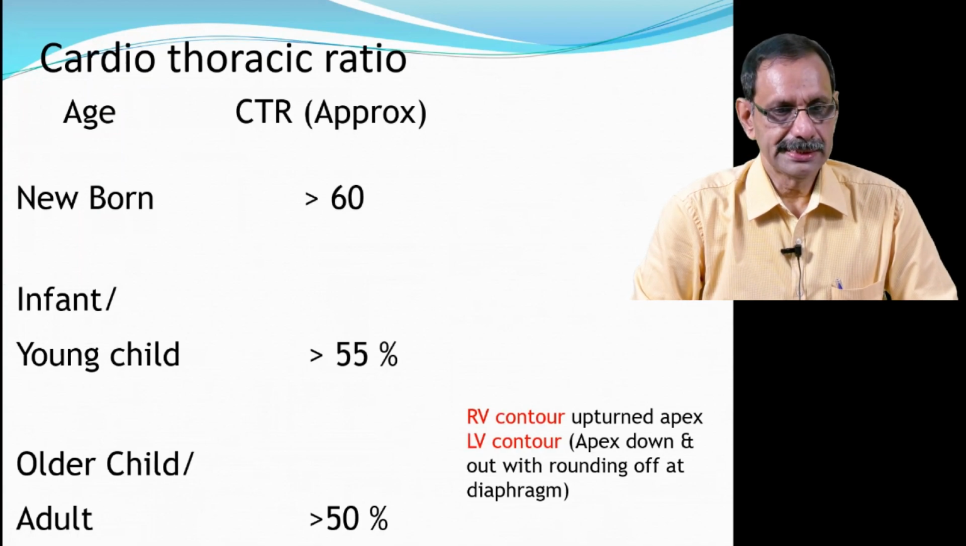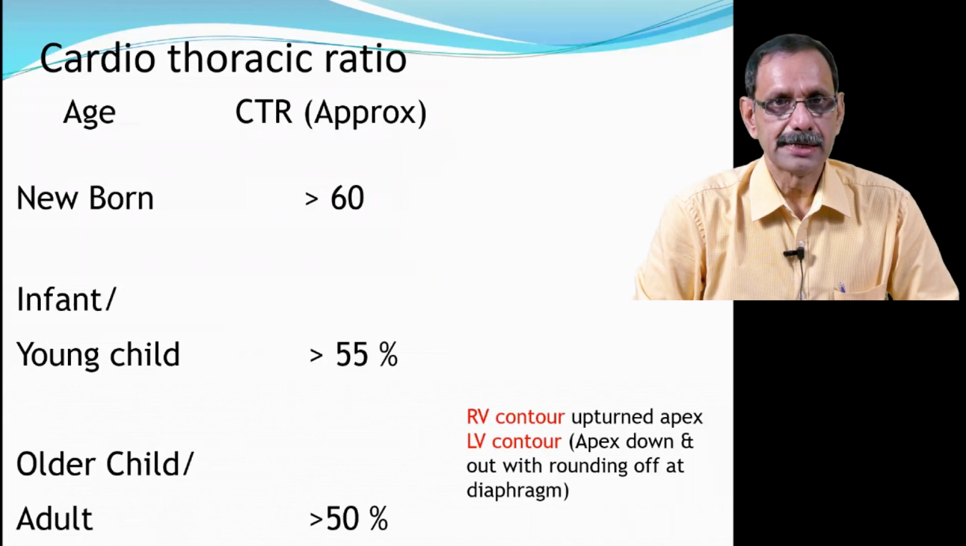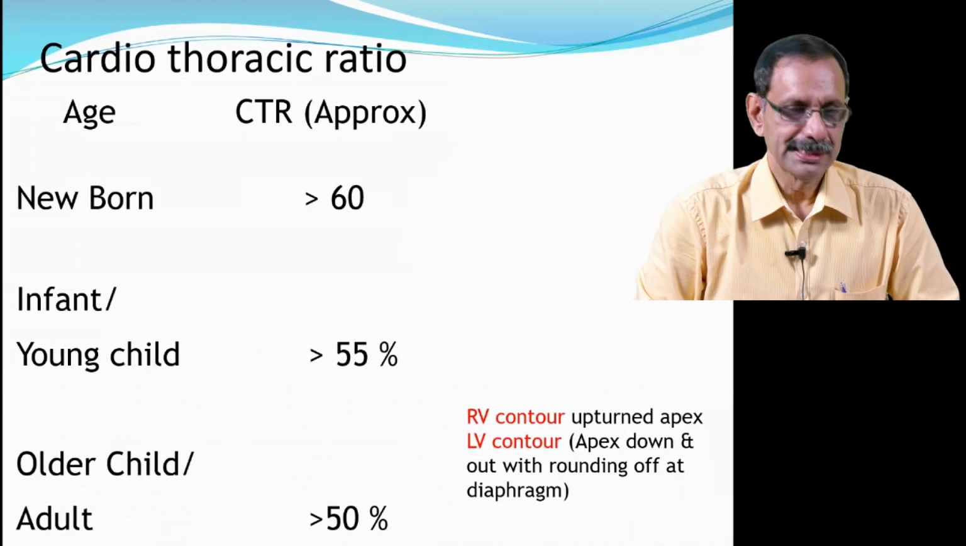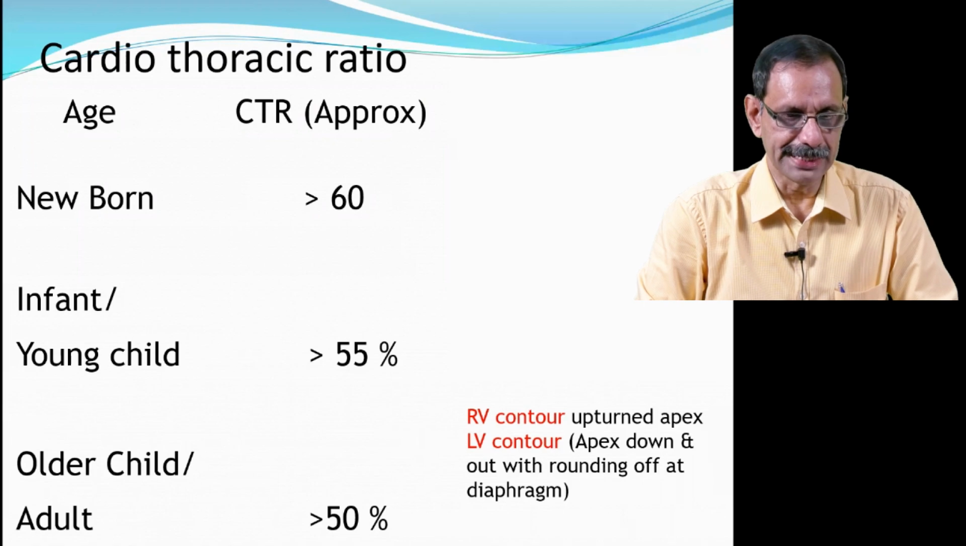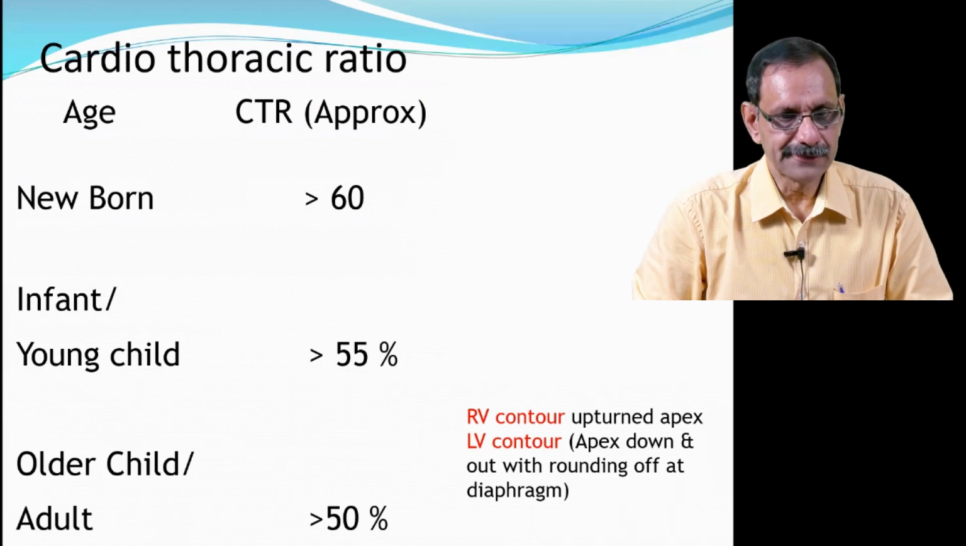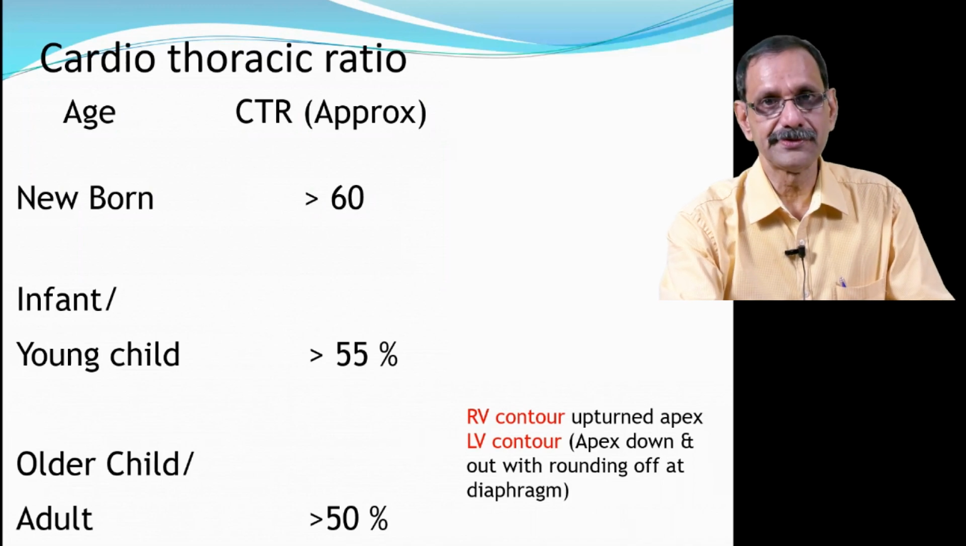Subjectively we can always have a look and say, but objectively we can calculate the cardiothoracic ratio. In the newborn, more than 60% is cardiomegaly. In an infant and very young child, more than 55% is cardiomegaly, and in an older child and adult, more than 50% is cardiomegaly. This is slightly different from what is given in textbooks because I find 60, 55 and 50 easier to remember.